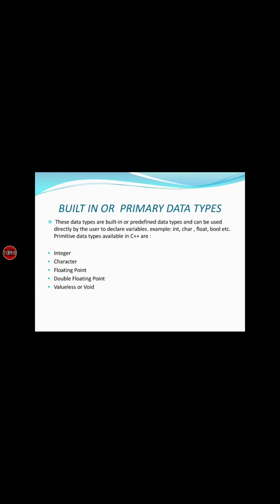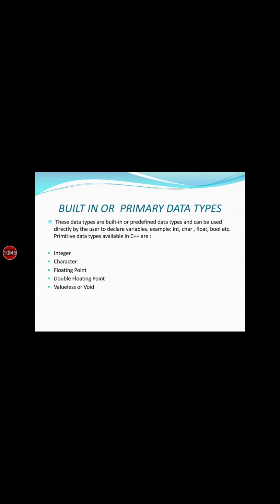Next is built-in or primary data types. These data types are built-in or predefined data types and can be used directly by the user to declare variables. Example, int, character, float, bool, etc. Primitive data types available in C++ are integer, character, floating point, double floating point, valueless or void.